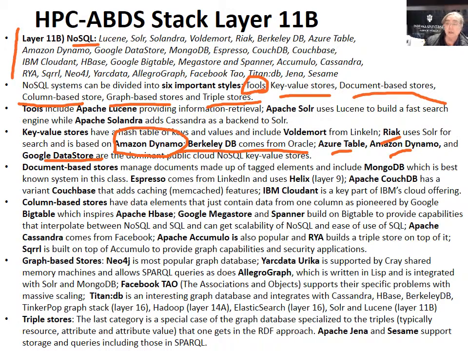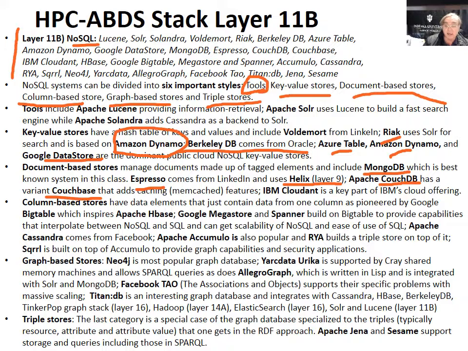Document-based stores are sometimes very good to go. You just have documents, and inside each document you have tagged elements. MongoDB is the most famous of these, an open source product, very well supported. Espresso comes from LinkedIn, and it uses the Helix Layer 9 resource manager. CouchDB is from Apache, and is very well known. It has a breakaway, Couchbase, which adds caching and memcache features.